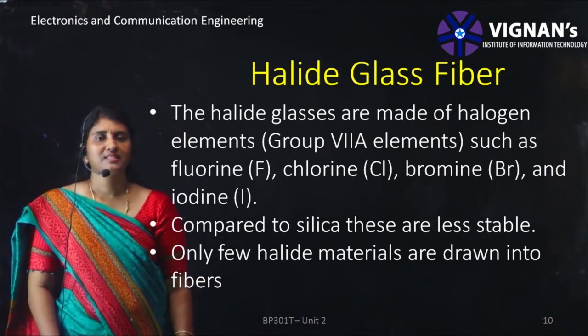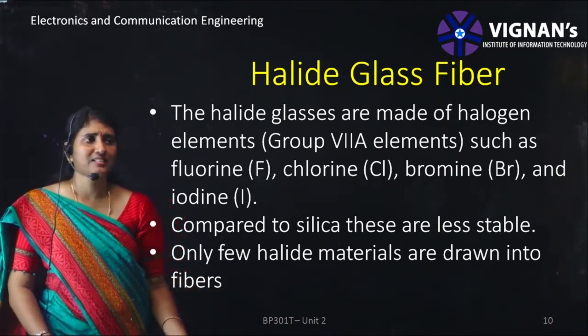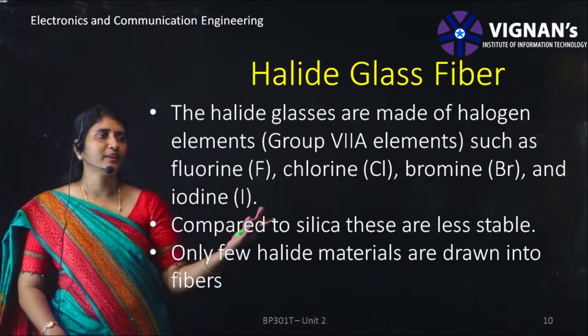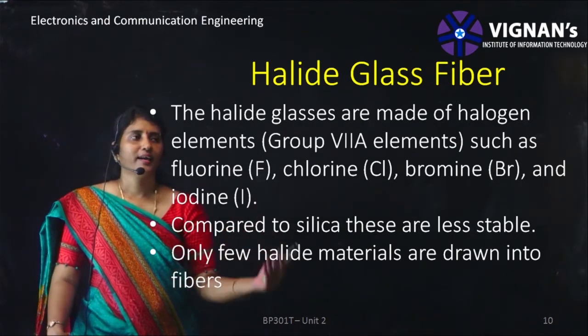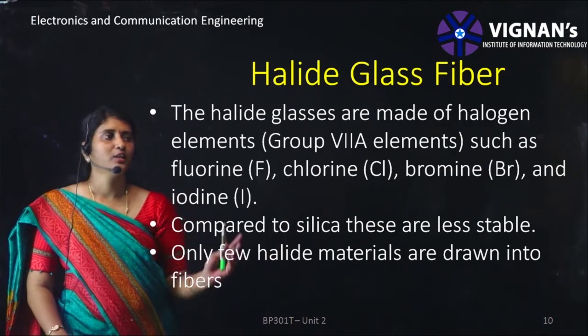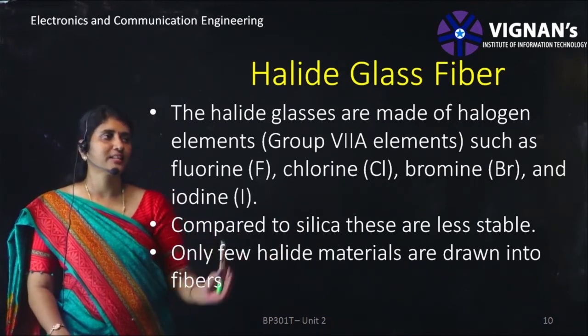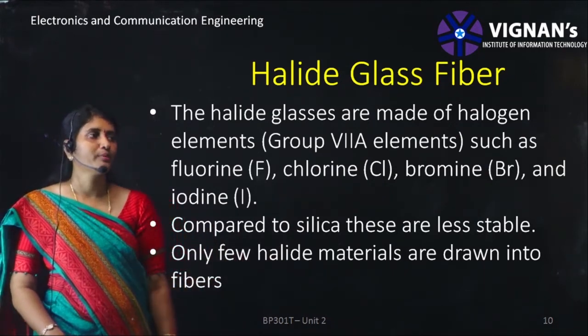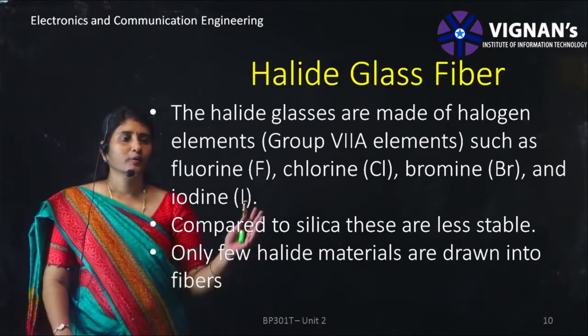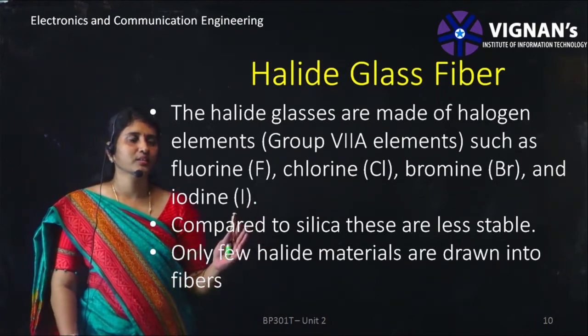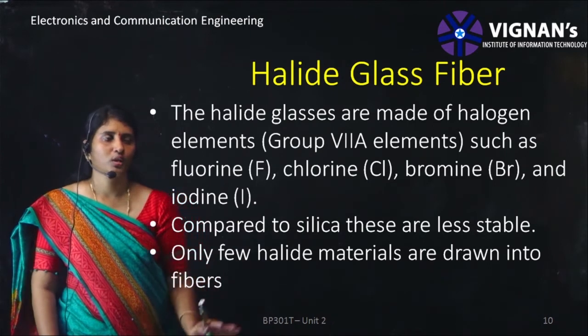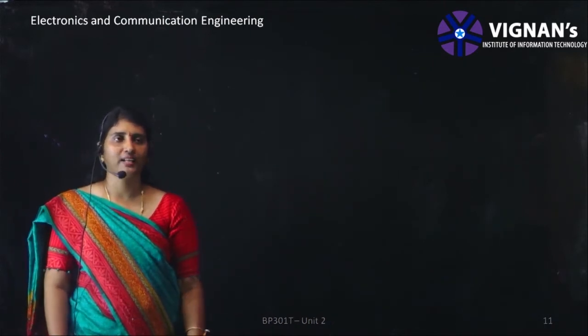Compared with the silica and the other glass materials, these halide glass fibers are less reliable and are less used. Generally, by using these halide materials for the glass or optical fiber preparation, they are very rarely used in drawing thin fibers. So we generally don't use these halide fibers.